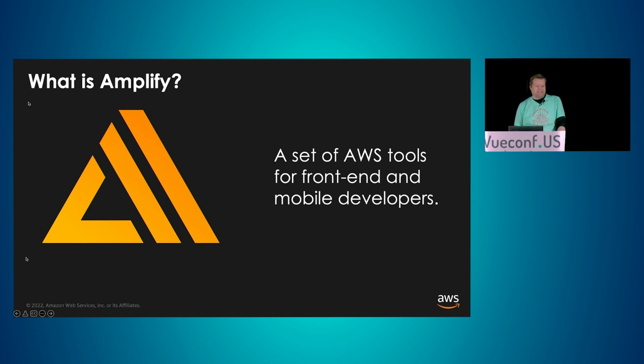So basically, we're a set of AWS tools for front-end and mobile developers. Essentially, what we're trying to do is create tools for front-end developers to make it super easy to use AWS services. So if you're using Lambda Functions, Cognito, AppSync, and you want to use it as a front-end developer, you can use our tools. We do the provisioning. You don't have to know everything about DevOps. We have tools that just kind of do it all for you as a front-end developer.